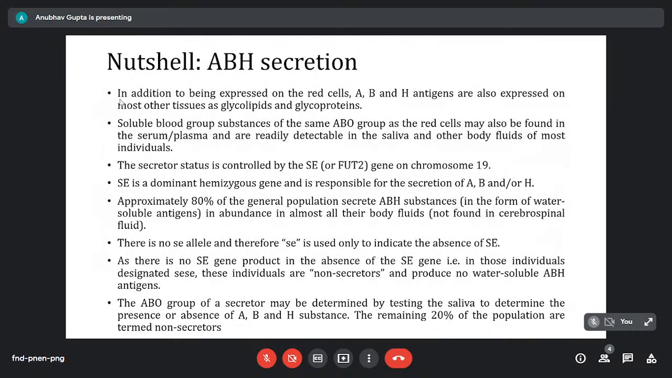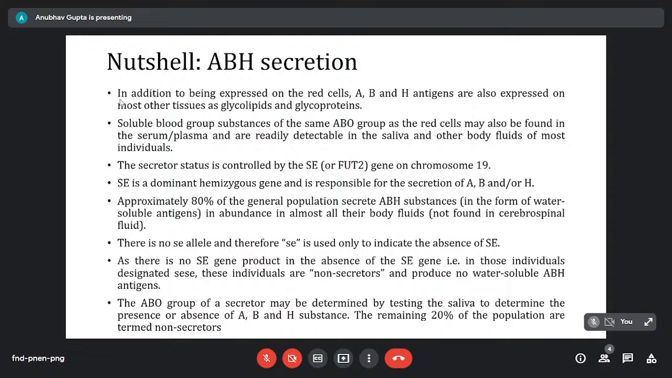So in a nutshell, in addition to being expressed on the red cells, AB antigens are also expressed on most other tissues as glycoproteins and glycolipids. Soluble blood group substances of the same ABO group as the red cells may be found in the serum or plasma, or may be detectable in the saliva, except CSF. The secretory status is controlled by the SE gene, by the FUT2 gene, and it is present on chromosome number 19. The SE gene is the dominant gene, which is responsible for the secretory status.